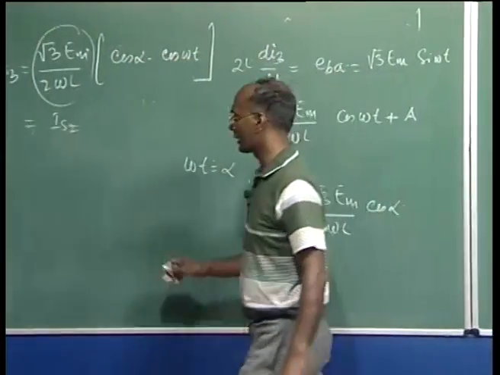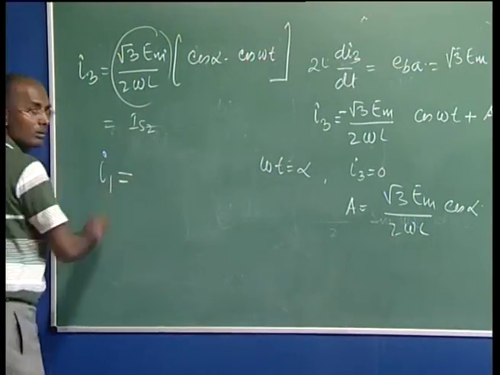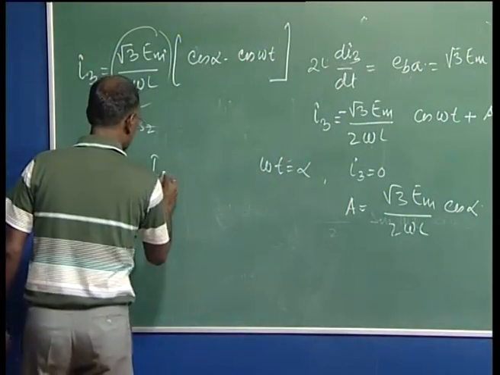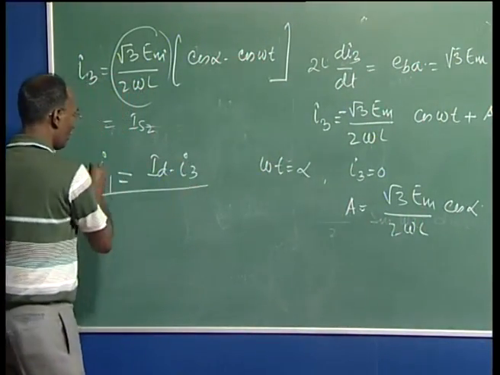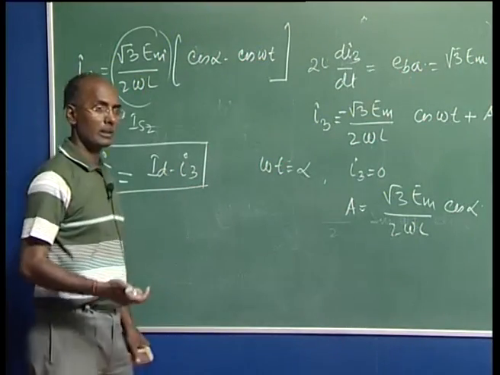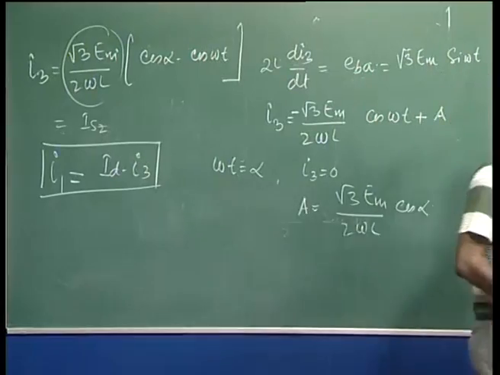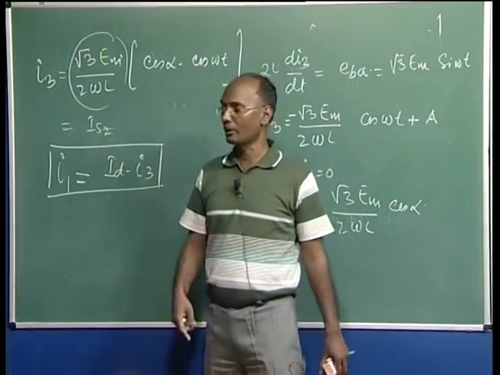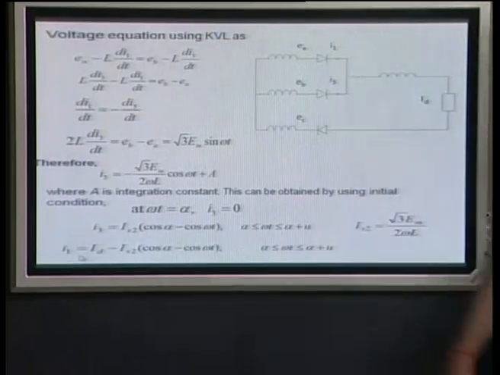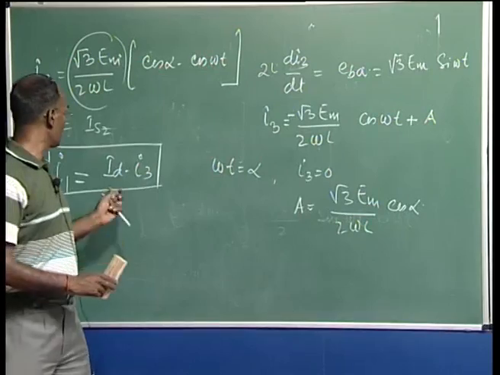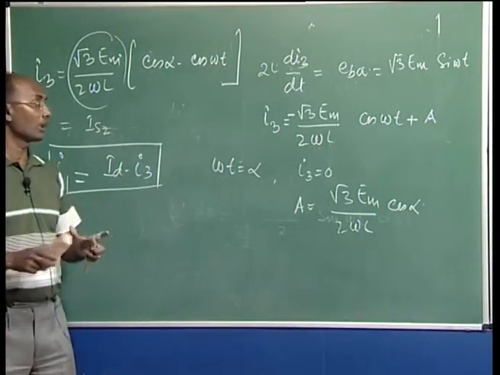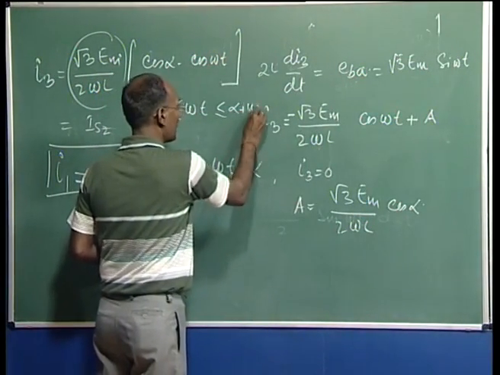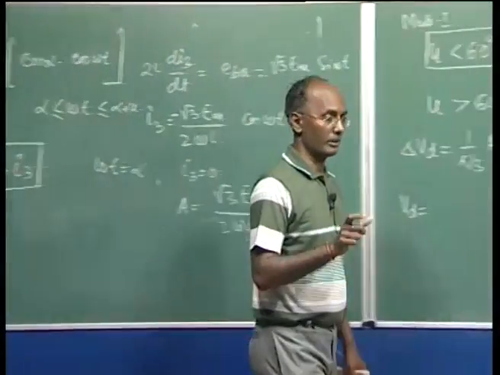Now, similarly we can determine I1. From that expression, ID minus I3 will be your I1. Small quantities are basically instantaneous currents. So, your ID is a constant, and if you put I3 here, you are getting your I1, and that I1 is written here in terms of this. And this expression for I1 or I3 we are writing only from alpha to alpha plus u degree, means during your commutation period.